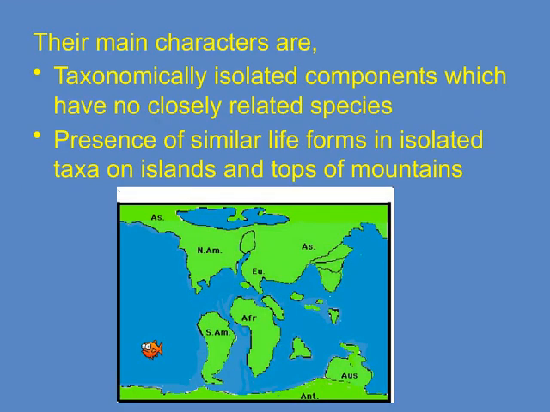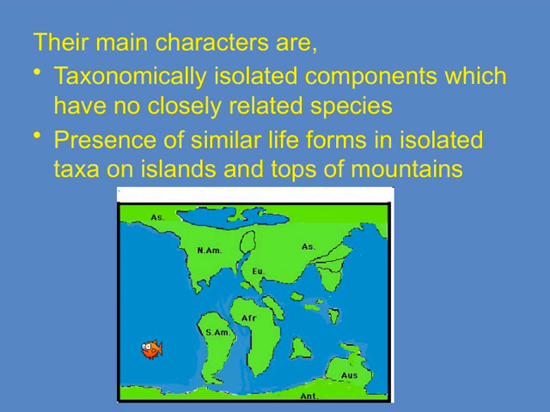Let's take a closer look at their main characters. First, we have taxonomically isolated components. These are species or groups that don't have closely related species nearby, meaning they're quite unique in their classification. This isolation can tell us a lot about their evolutionary history and how they've adapted over time.